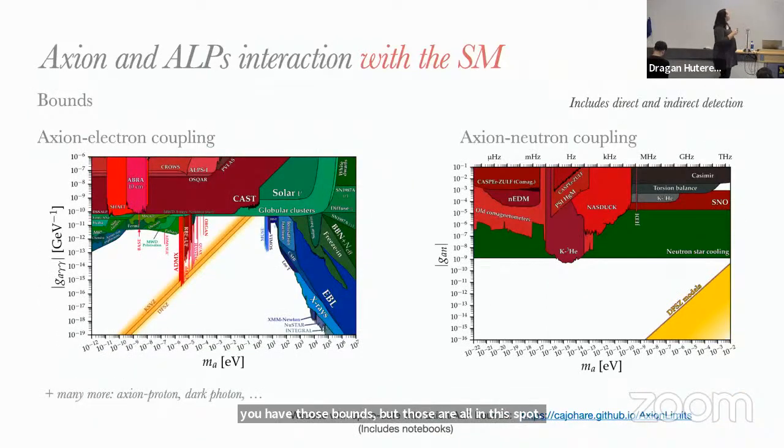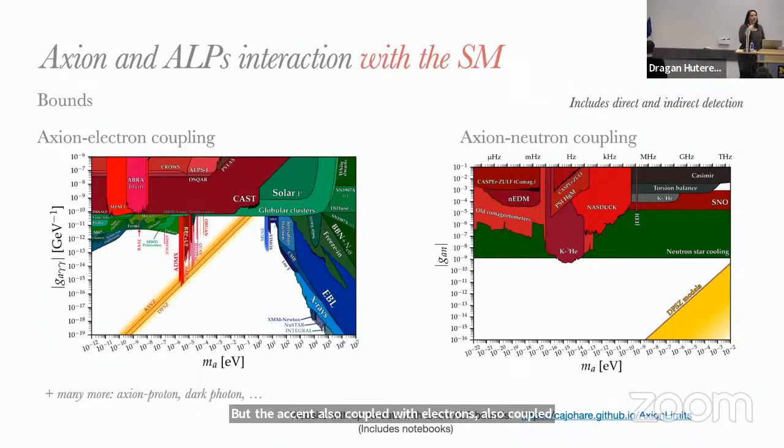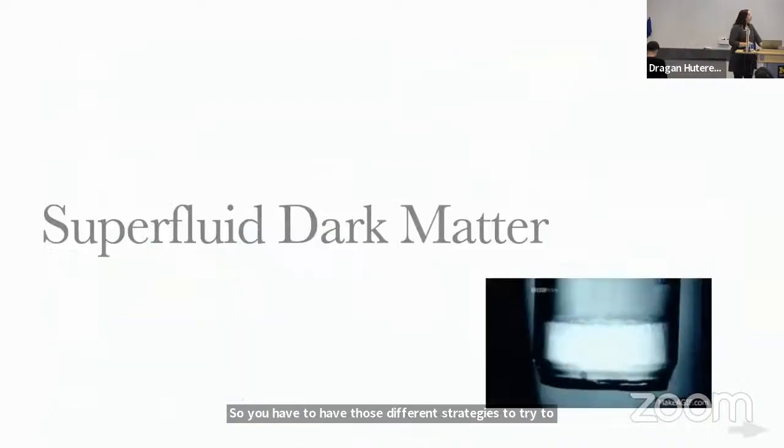But the axion also couples with electrons, also with neutrons, and you can see those bounds, but also it couples with protons and so on. So you can really try to search for the axion almost in every region of parameter space. You see here the parameter space region changes a lot. Here we have large masses until 10 to the minus 12. We were talking before about 10 to the minus 28. So you have to have those different strategies to probe the different masses and different couplings of the axion.